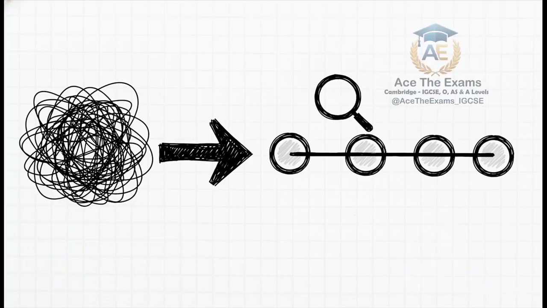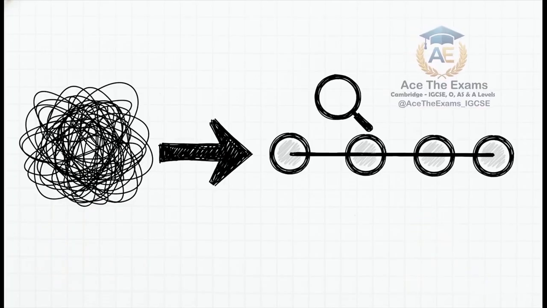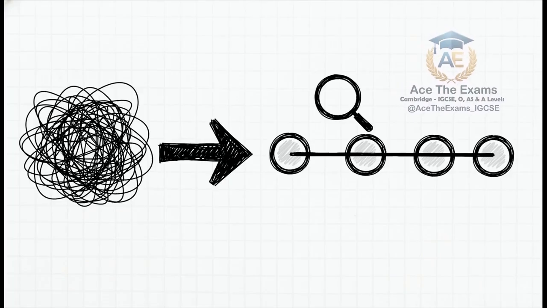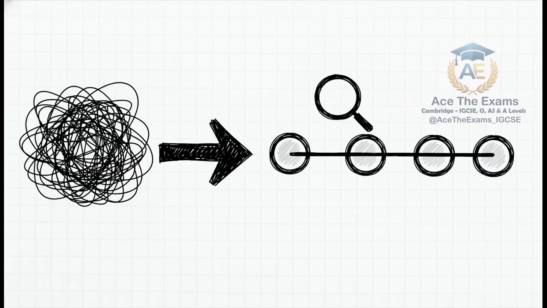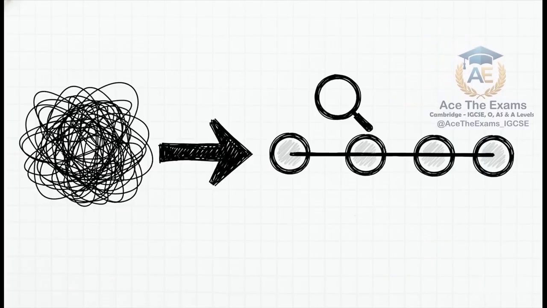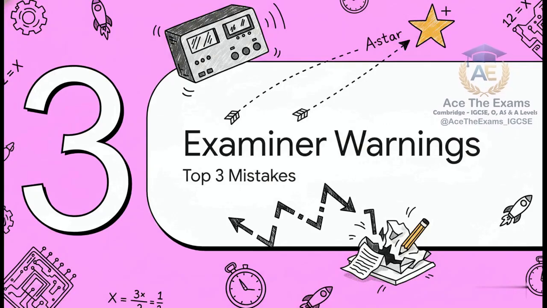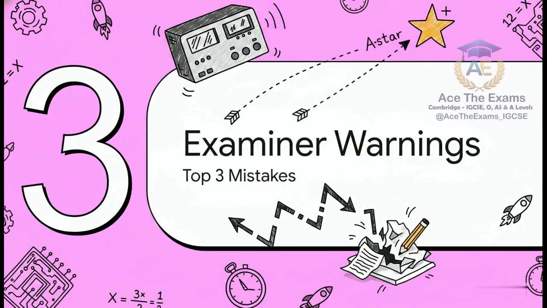Clear annotation on your working out is vital. If the examiner cannot clearly see the moment you extracted the coefficient of friction from the text to establish limiting equilibrium, they cannot legally award you the method marks. Your communication must be razor sharp. Phase 3, top examiner warnings. We are hitting mid-mission turbulence.